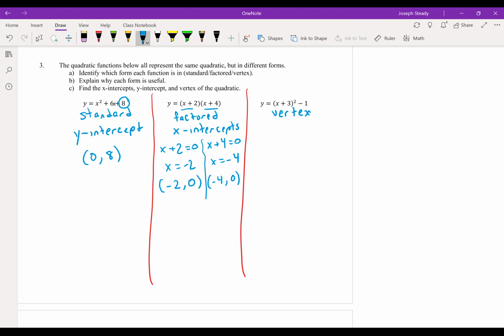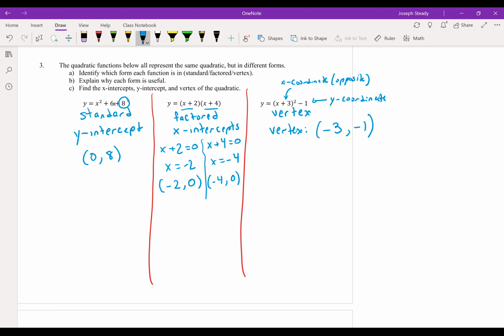Vertex form, the name kind of gives it away. This one's really good at finding the vertex. Now to find the vertex, all we have to do is look at the equation itself. The x coordinate is always right here, except it's always the opposite of what's shown. And the y coordinate is always right here. And it is an exact match for what is shown. So our vertex in this case is going to be (-3, -1), because we had a +3 there.